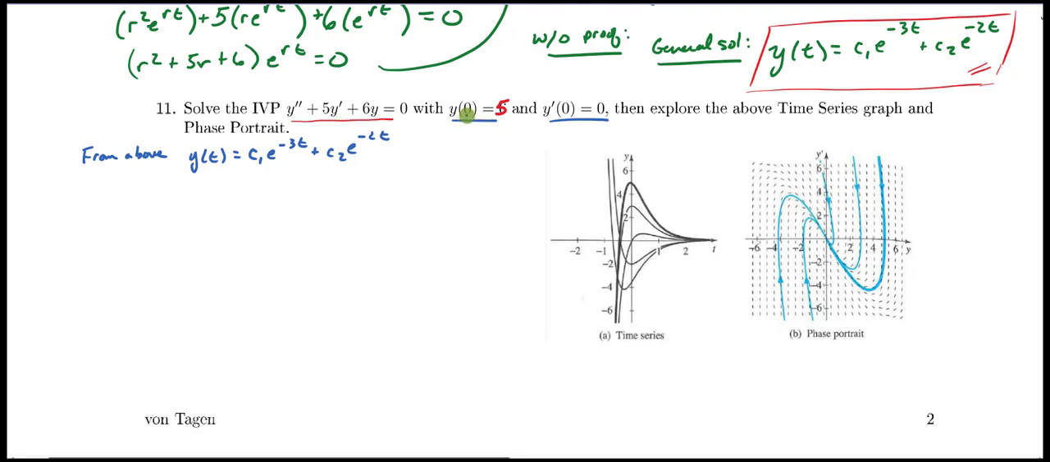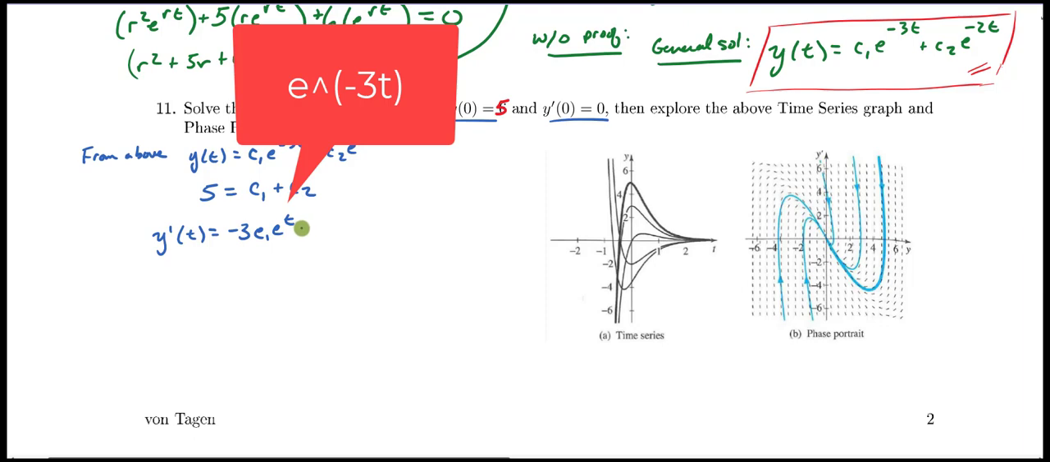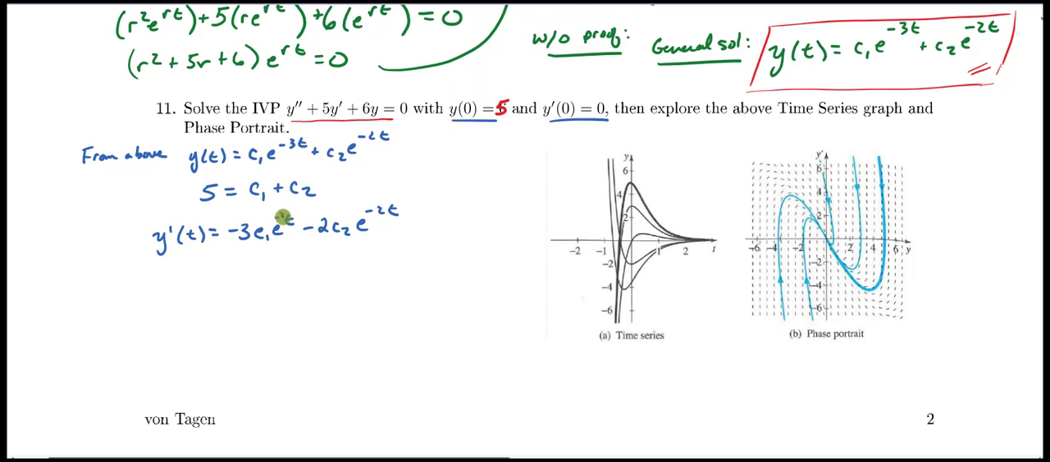Let's go ahead and plug in time equals 0 into this function and set it equal to 5. So we get 5 is equal to c1 plus c2, because the e to the minus 3t when t is 0 is just 1, and likewise this factor is just 1. Then we take the derivative of our general solution, which is minus 3 c1 e to the minus 3t minus 2 c2 e to the minus 2t. I dropped that minus 3. And then we can plug in the fact that y prime of 0 needs to be 0, so we get 0 equals negative 3 c1 minus 2 c2.